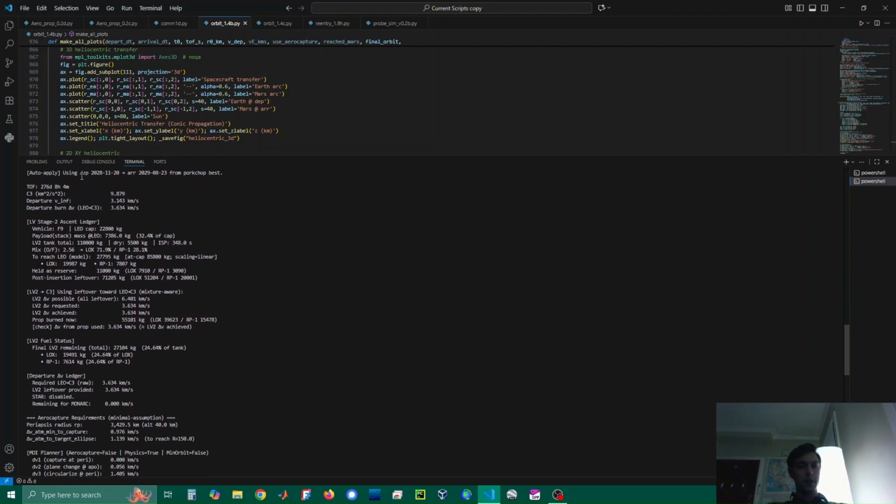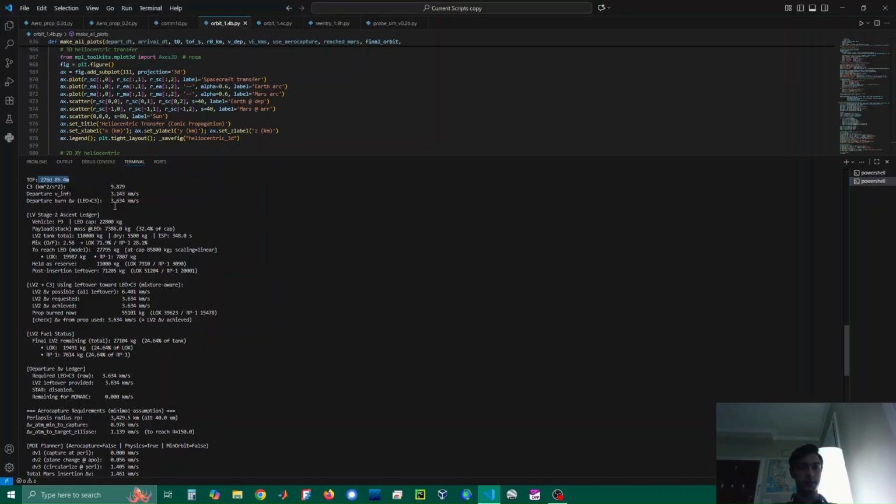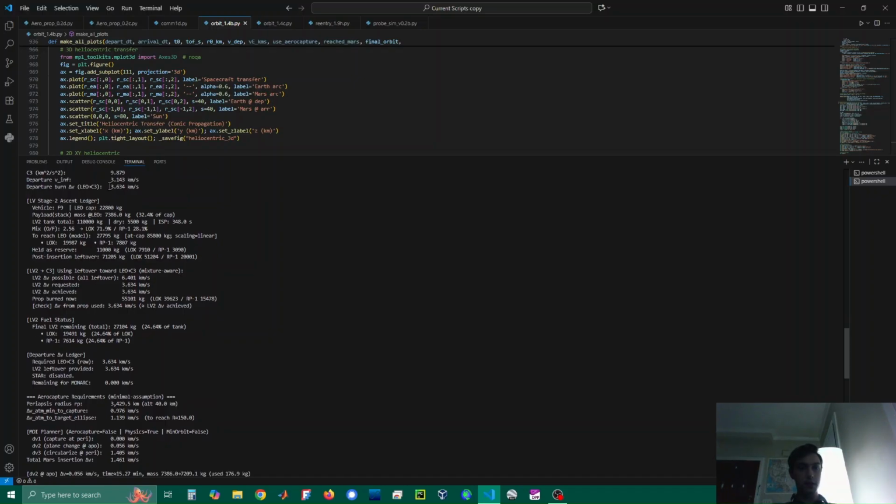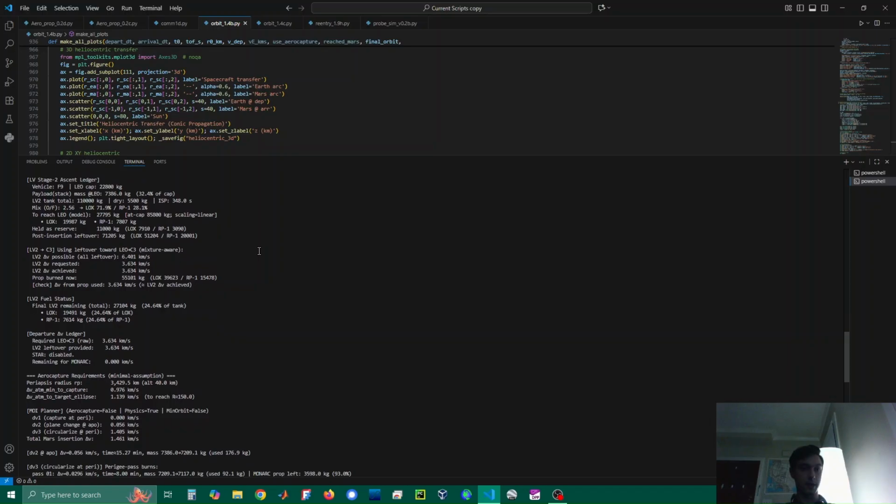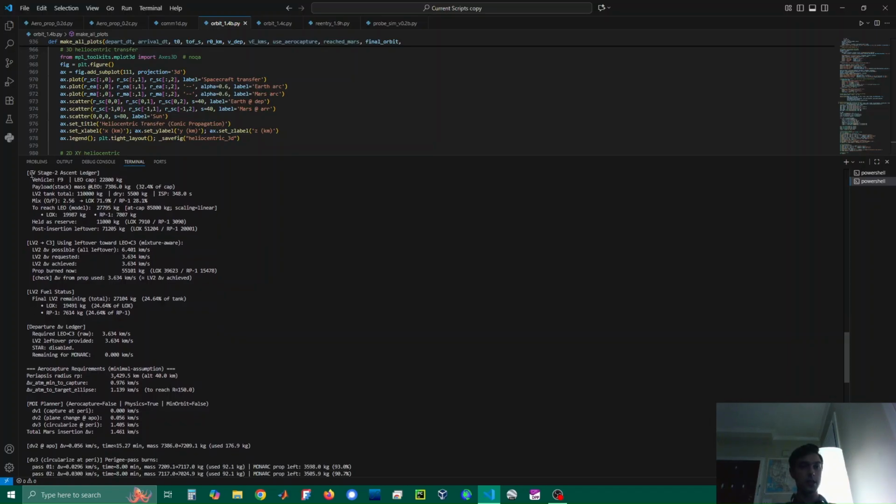So our total time of flight is 208 days, pretty good. And you can see our departure burn is 3.6 kilometers per second, which is expected. So stage 2 information, we're using the Falcon 9, and we're saying the capacity to go to low Earth orbit in the non-expended version is 22,000 kilograms.